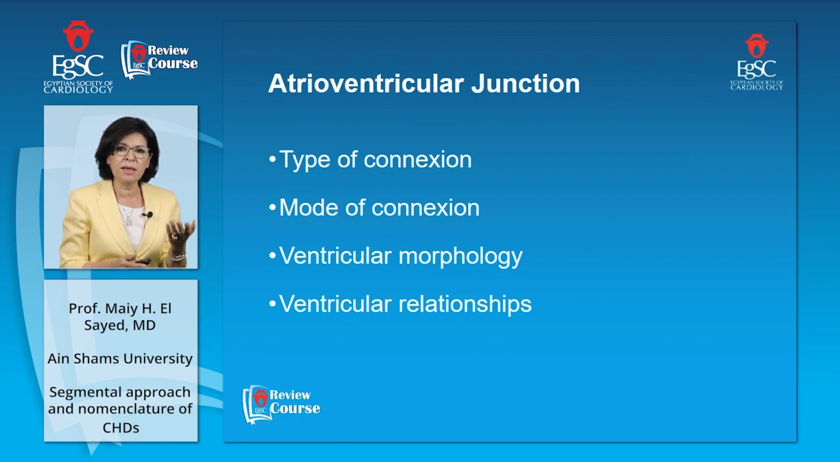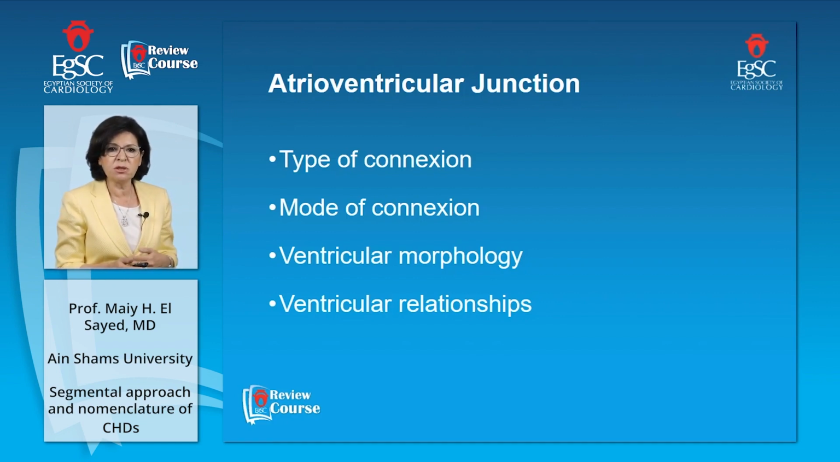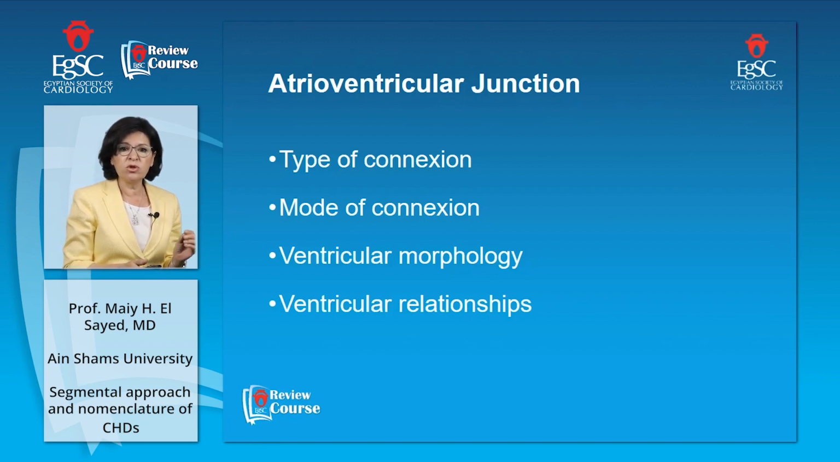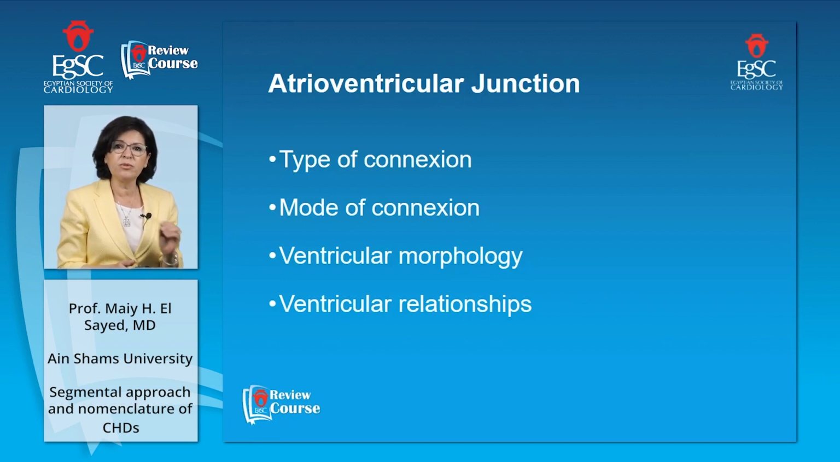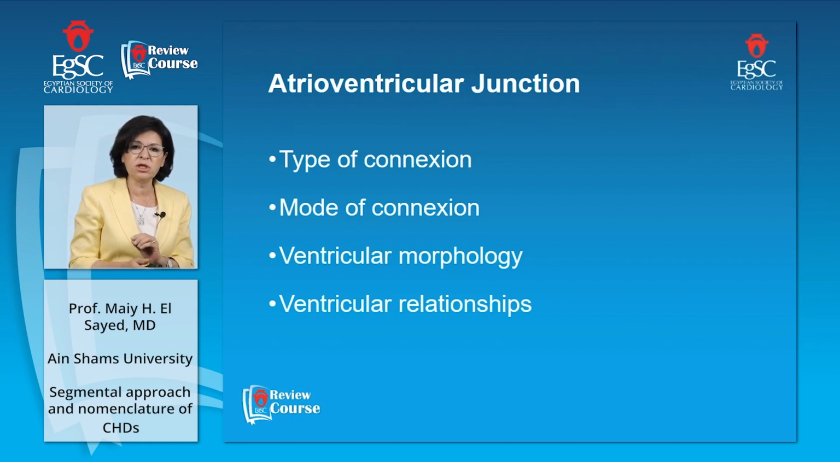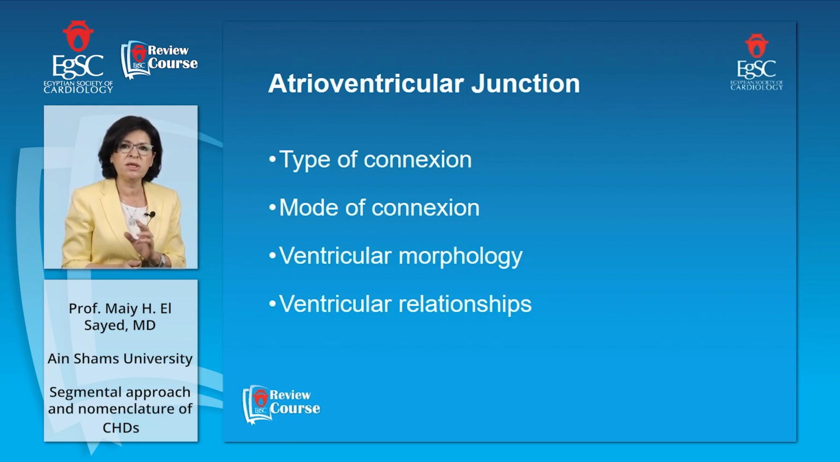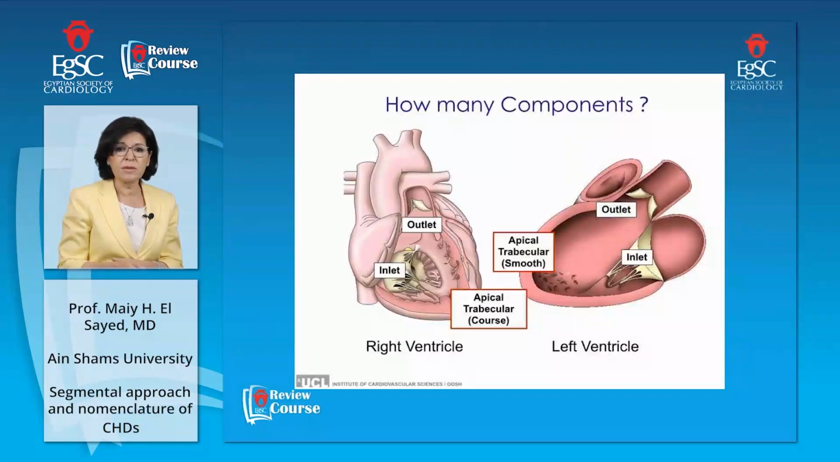So what do we analyze? We analyze the type of connection, so that means which atrium connects to which ventricle, and then the mode of connection, which is the morphology of the valve guarding the junction. Very important to know how to define the right from the left ventricle, so this is ventricular morphology, and then ventricular relationship, which means which is right and which is left. Maybe there are superior inferior ventricles, maybe one of them is superior to the other. So this is one thing we have to look for.